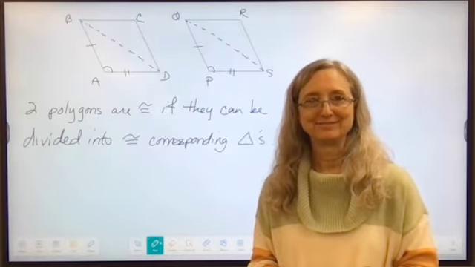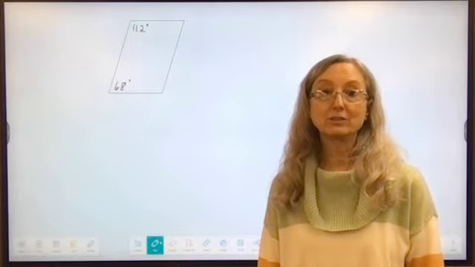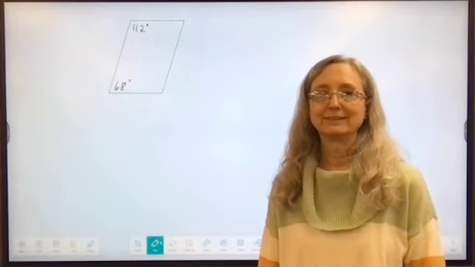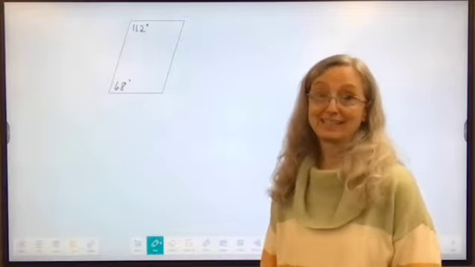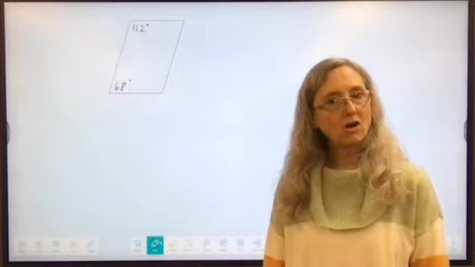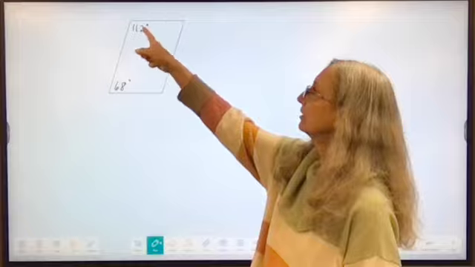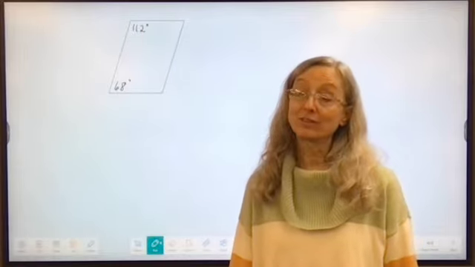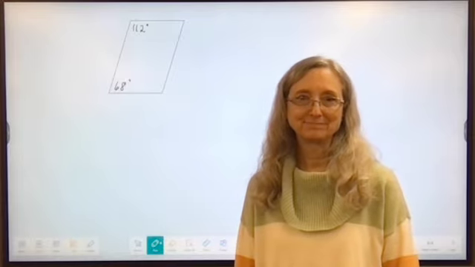Is this enough information to show that this is a parallelogram? Look it over, think about it, pause if you need to, and then I'll tell you the answer. The answer is no. All this does is tell you that these two sides are parallel because these are supplementary. That's it. I need to know that they're also congruent, so I don't have enough information.